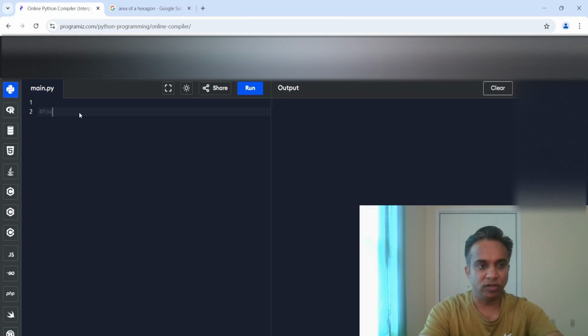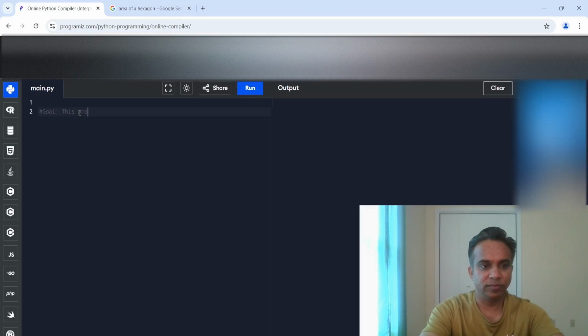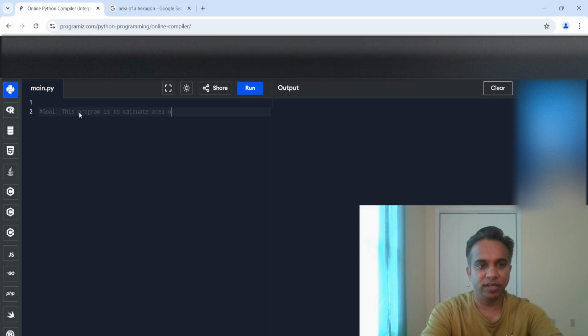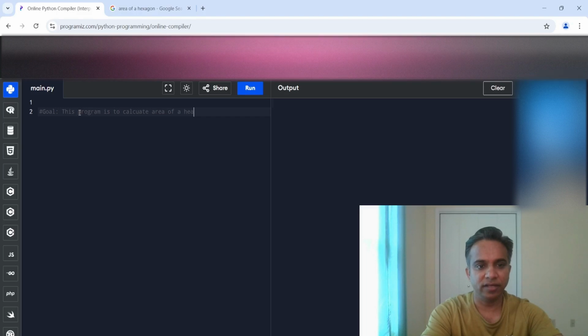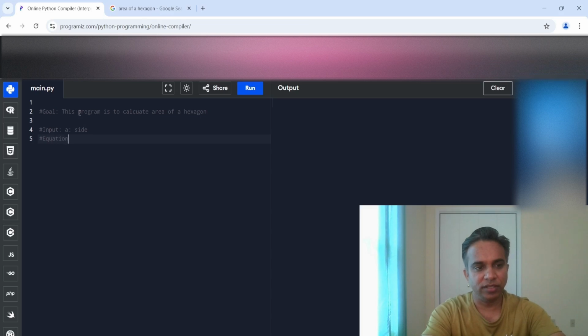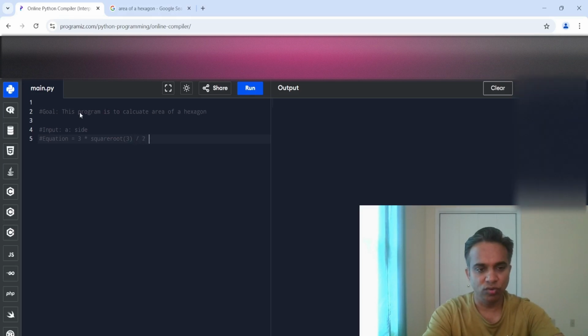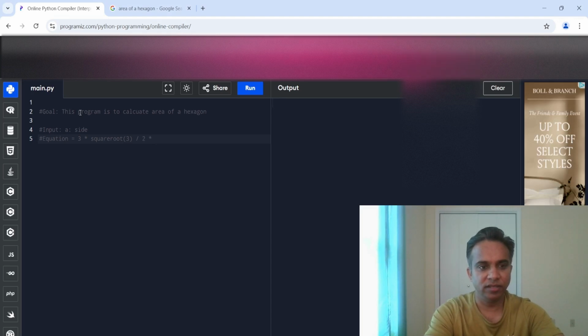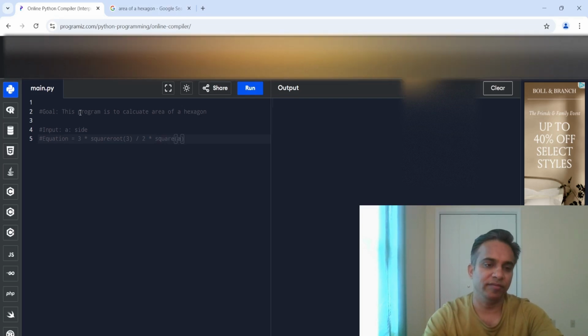So to start with, our goal, this program is to calculate area of a hexagon. What is going to be input? Input is going to be a, that is the side. What is the equation? Equation is 3 multiplied by, you can say, square root of 3 divided by 2 and then multiply with a, and you can call it square of a. That is the equation.